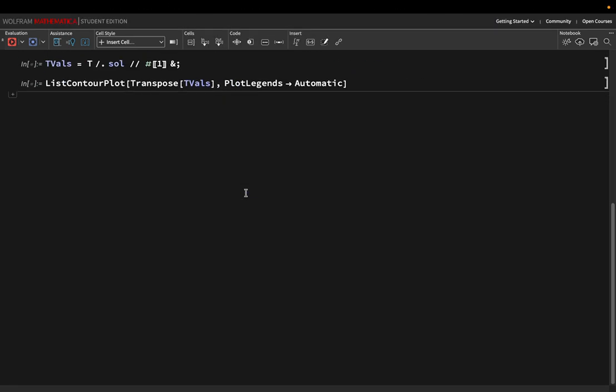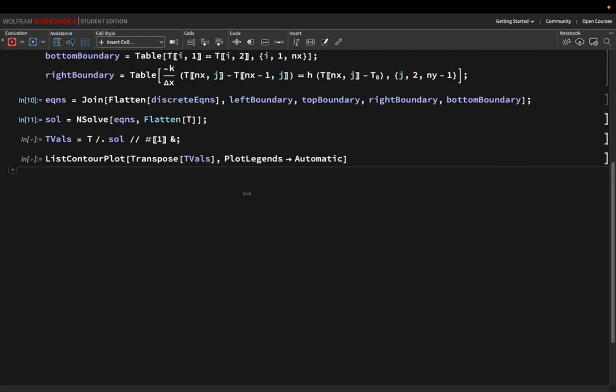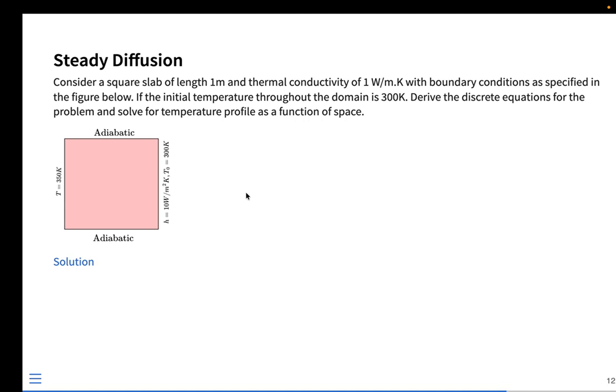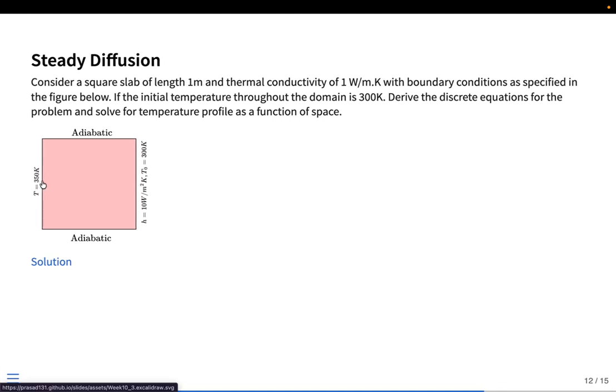And if you plot it, just as you would expect, the temperature should gradually change from left to right. On the leftmost end you have 350 Kelvin, and as you go to the right, the ambient temperature is 300, so this will get cooled down. So here the temperature will be close to 300, and the top and bottom are adiabatic, so there won't be any gradients. So what you would expect is straight line contours here.